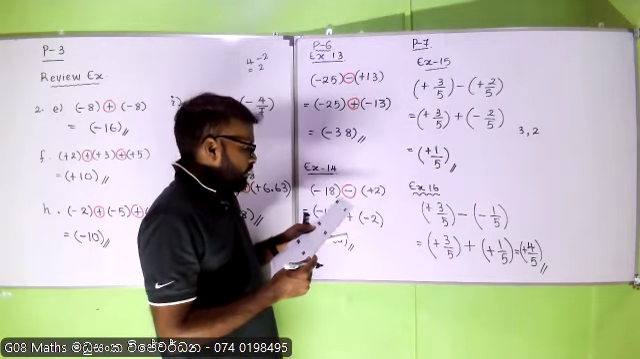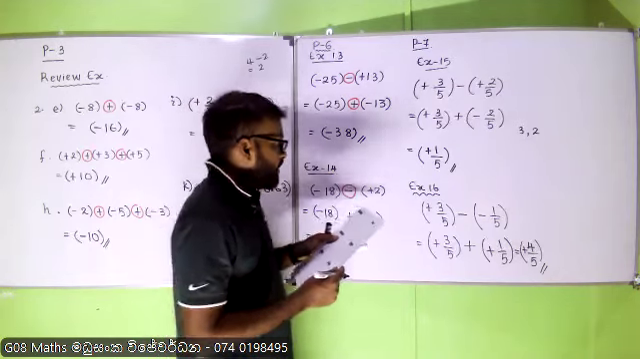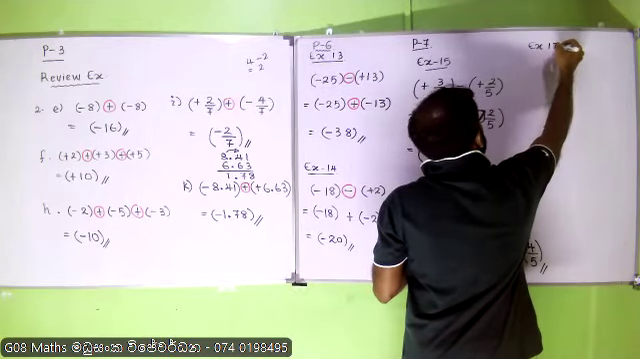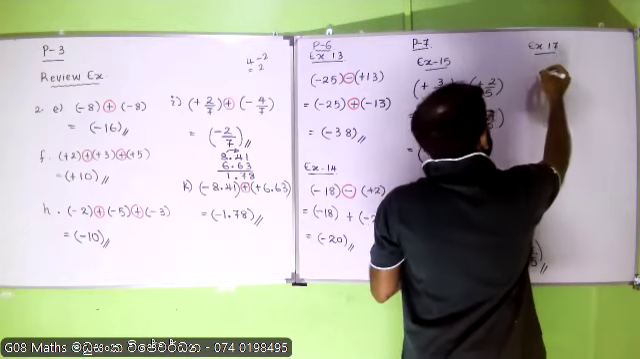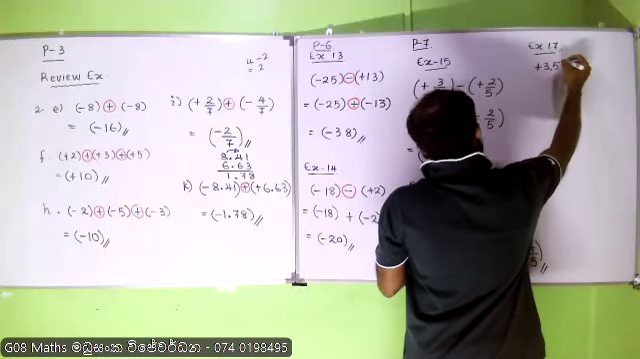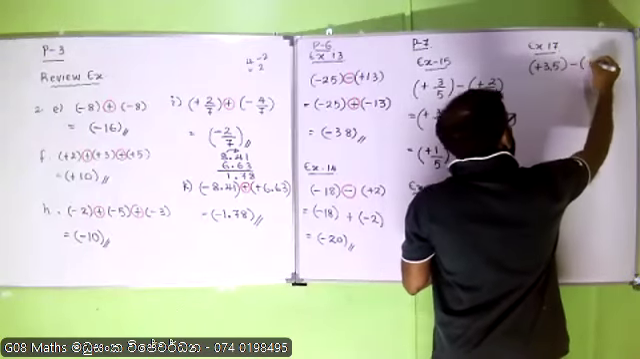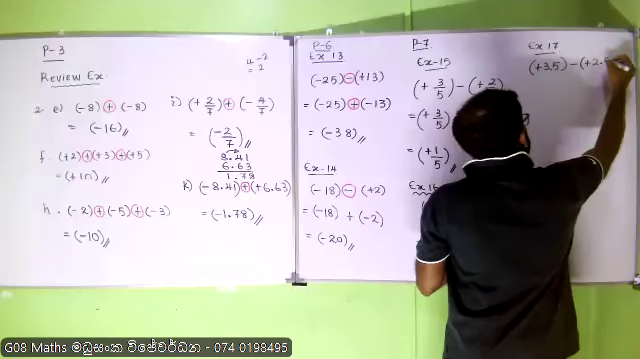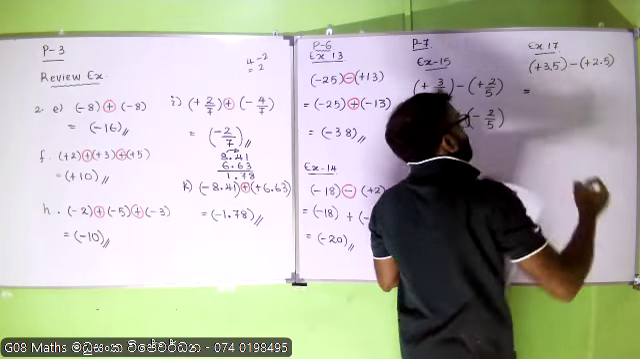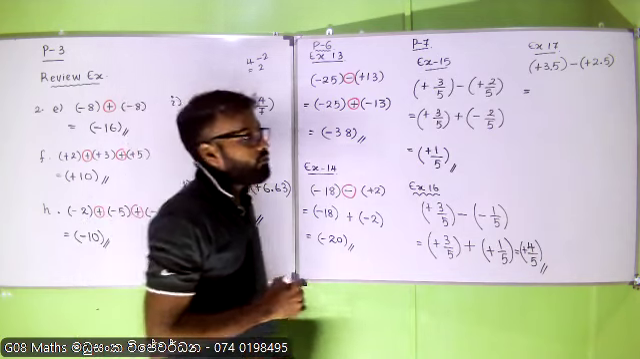Example number 70. Positive 3.5, subtract positive 2.5. Right. So how to do that?